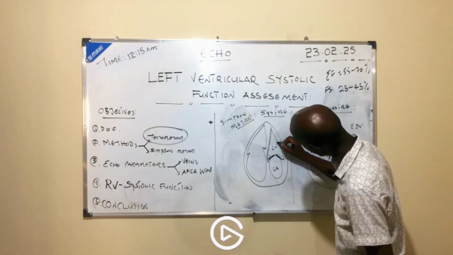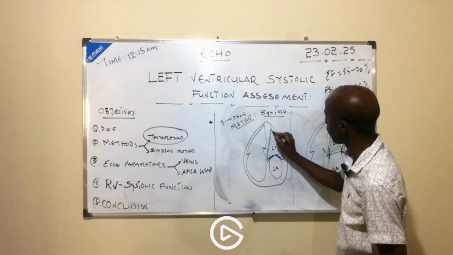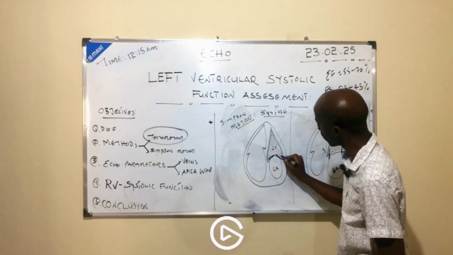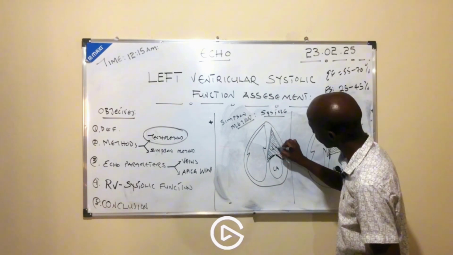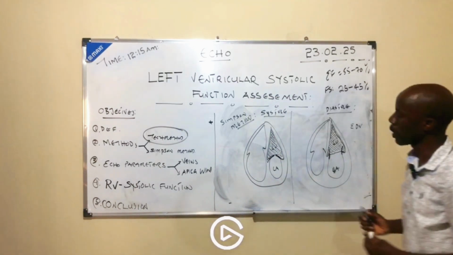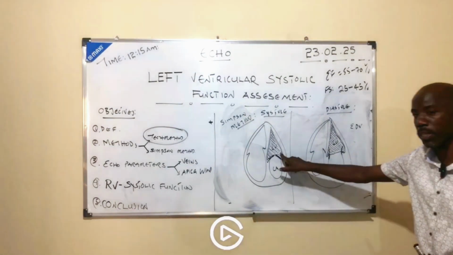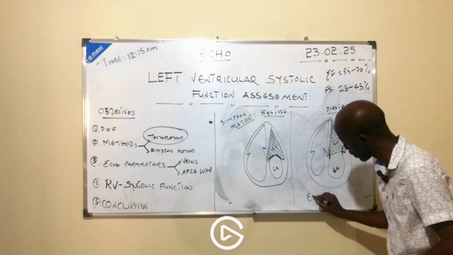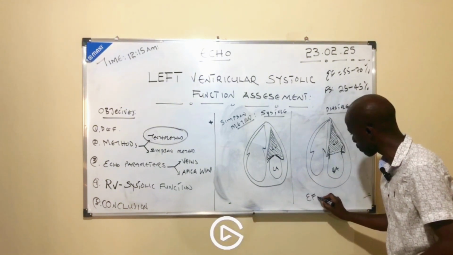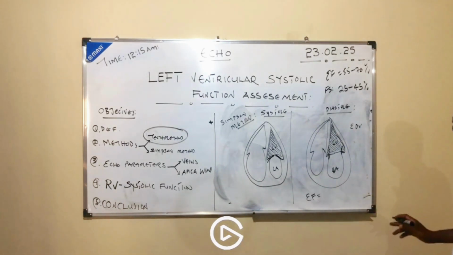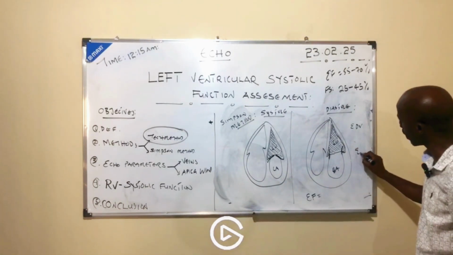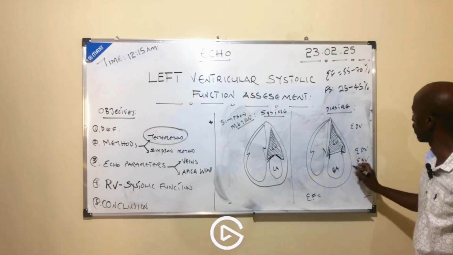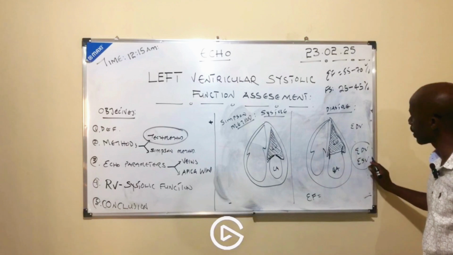Don't include the endocardium or any other structures within there. So it will give you something like this. The moment you press or finish doing this, it's going to give you your ejection fraction. And with this ejection fraction, you are going to see that it shows you the EDV and also the ESV, which is the end diastolic volume and the end systolic volume.